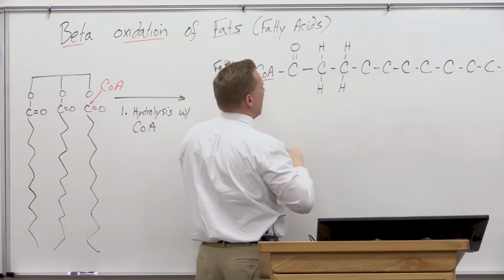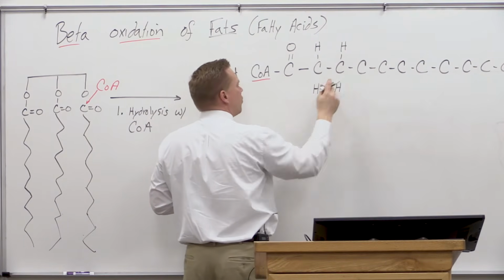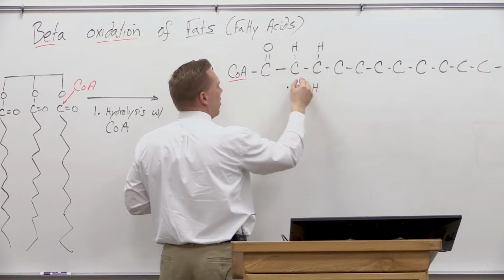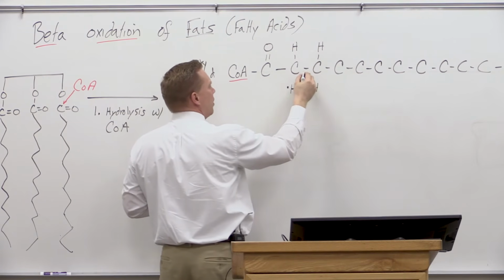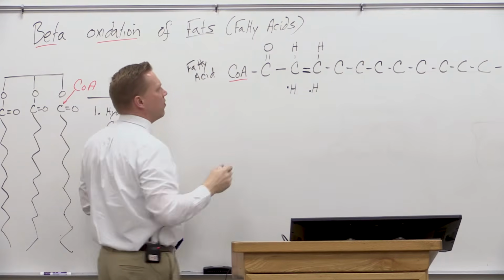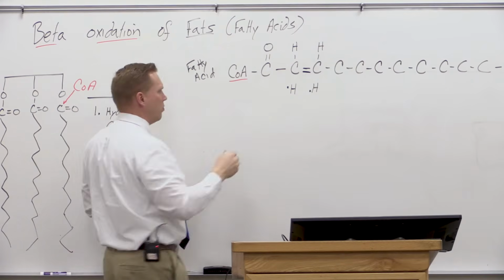We're going to do that by taking off these hydrogens right here. And they're going to each have an electron with them. And then the other 2 electrons that were in these bonds goes back there. And so the first thing we're going to do is form a double bond between those.